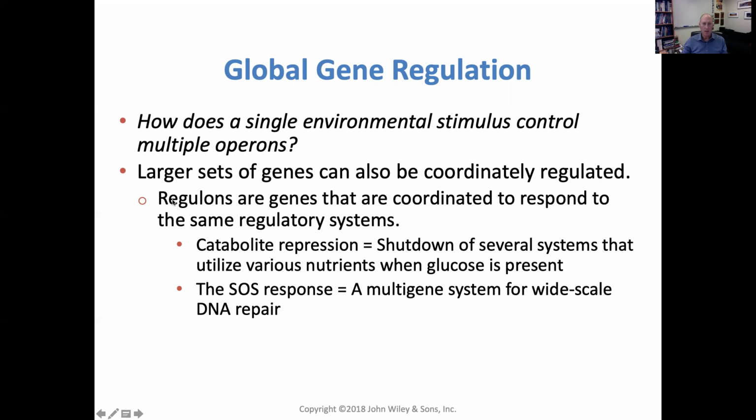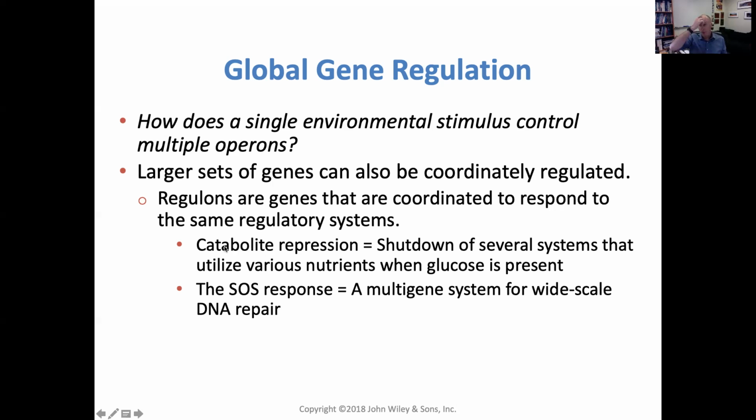The other term I want you to note here is the idea of a regulon. So the regulon is the whole set of genes whose expression is coordinated to respond to the same environmental signals through the same regulatory proteins. All right, so we're no longer talking about just one promoter and one operator, but multiple promoters and multiple operators, all of which are targeted by the same transcription factor. And that transcription factor may be responding to one or multiple signals.